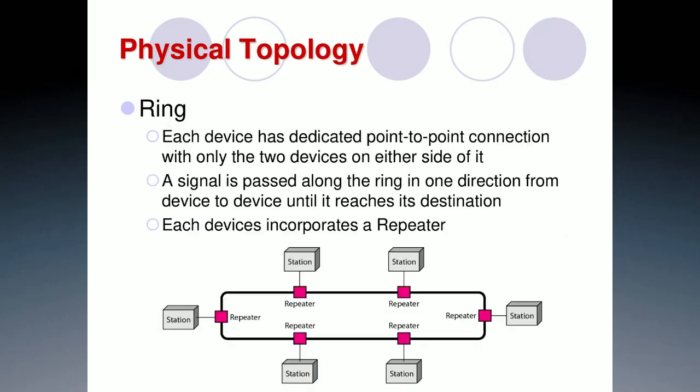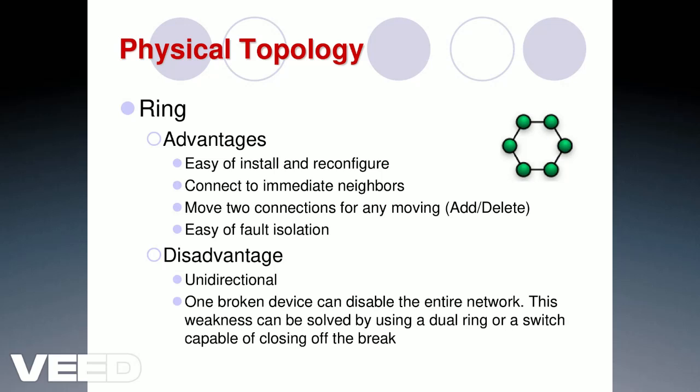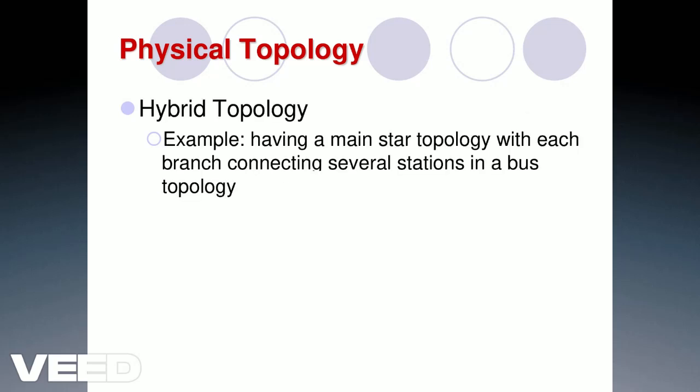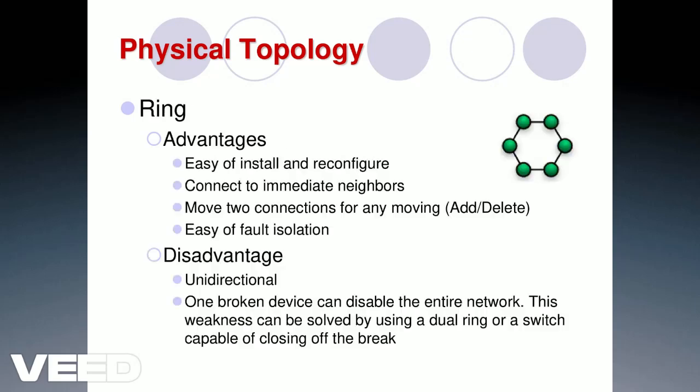So next one, ring topology. In ring topology, each device is connected to the neighboring devices. It forms a ring, so it is called a ring topology. The main advantage compared to bus topology is that it is easy to install and configure. Compared to mesh topology, it is also easy to install and configure. And the main disadvantage is that it is unidirectional.